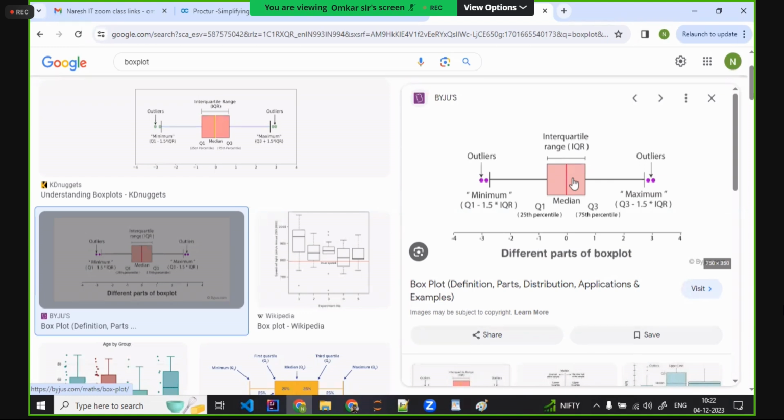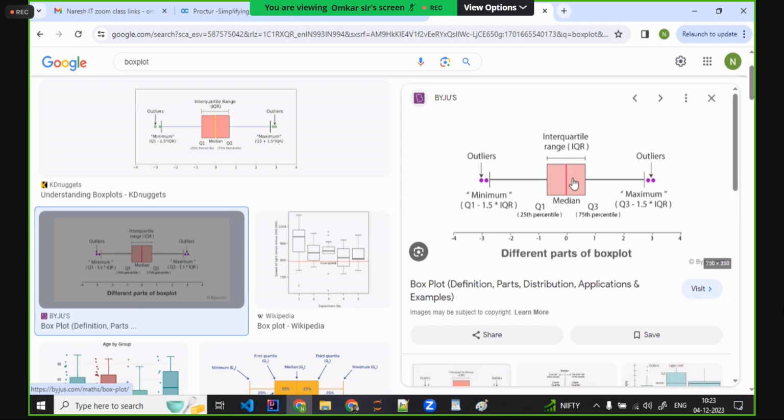This is Q1, Q3. So now more than Q3, the outliers are there. Less than Q1, the outliers are there. How much distance do you want to move? That is nothing but Q3 plus 3 times the middle of the data, IQR.